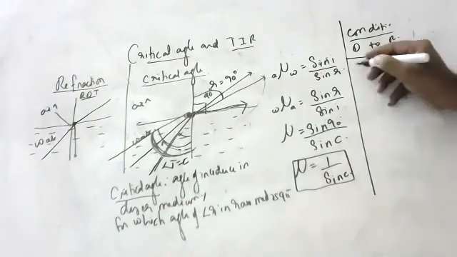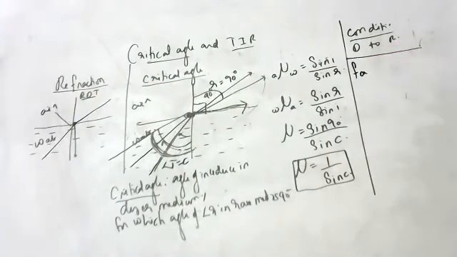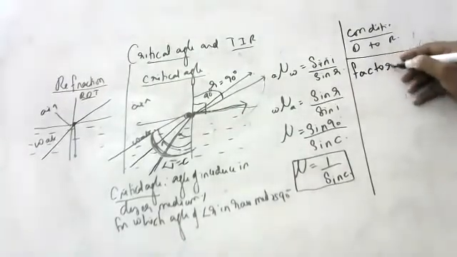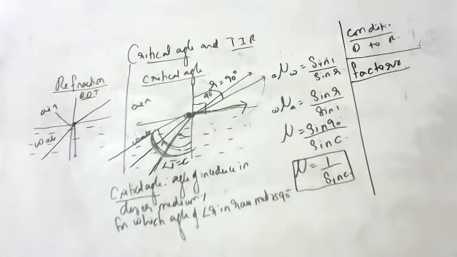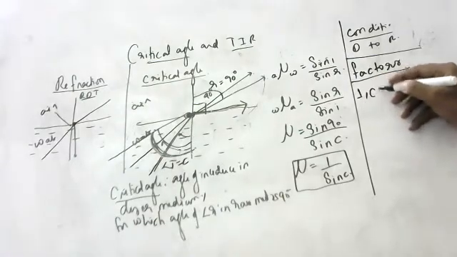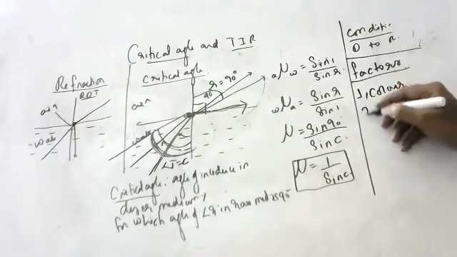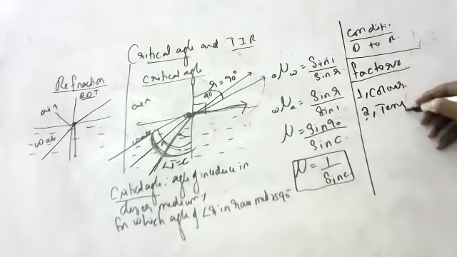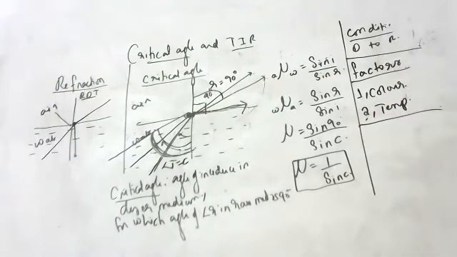Okay, and what are the factors on which critical angle depends, children? The first factor is color, and number two, it depends upon temperature. How does it depend on color, sir, you will ask, children.